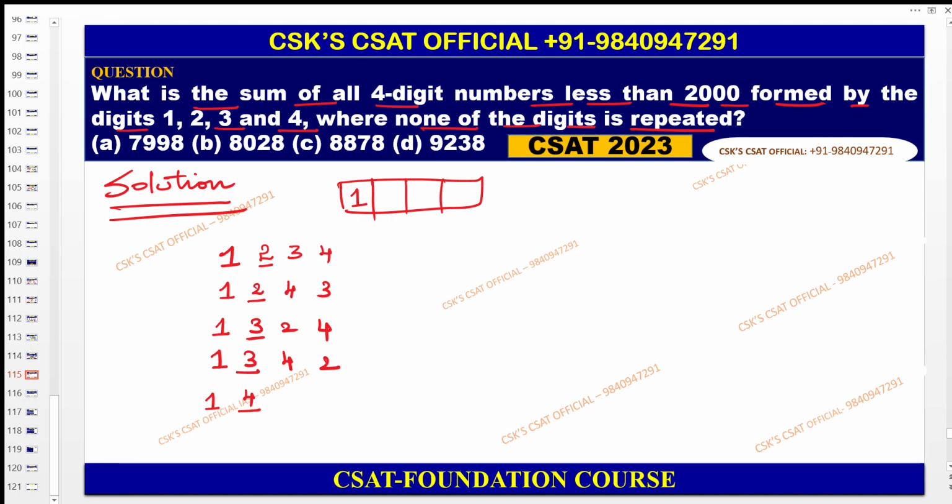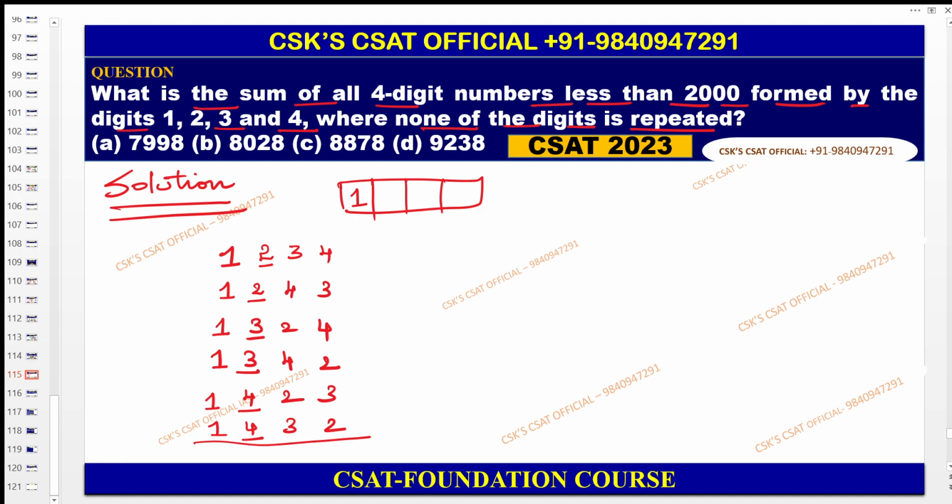So 1, 4 here. Then what else is possible? The rest here is 2, 3. So keeping 4 here, you can interchange this one, so it becomes 3, 2. So these are the possible values. We need to find the sum of these. So without wasting time, add up quickly.